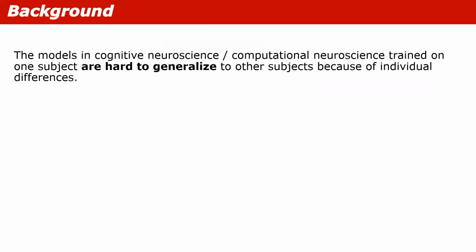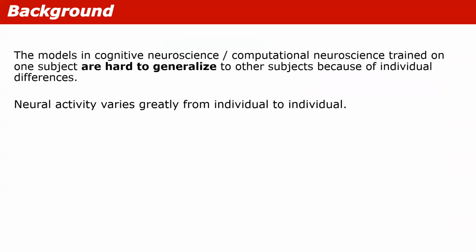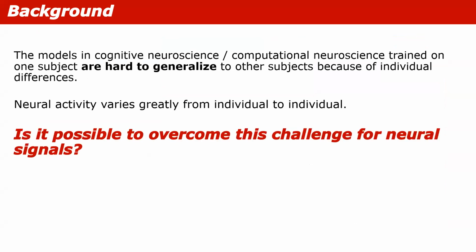As we know, models in cognitive neuroscience or computational neuroscience trained on one subject are hard to generalize to other subjects because of individual differences. Neural activity varies greatly from individual to individual. So is it possible to overcome this challenge for neural signals?